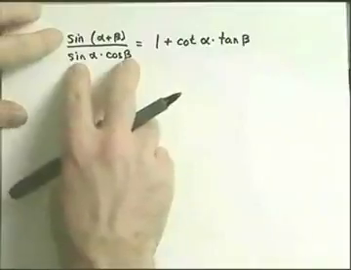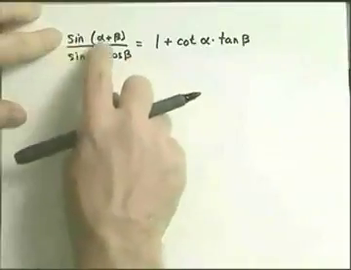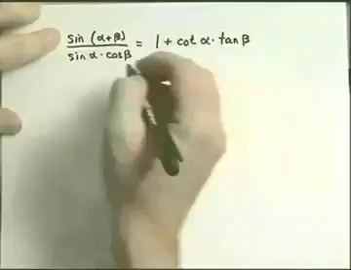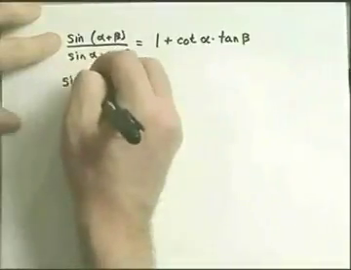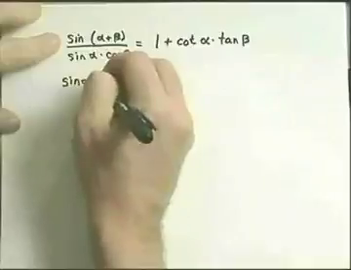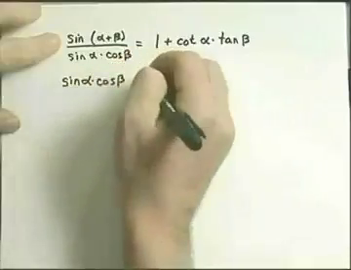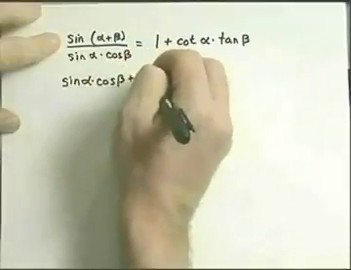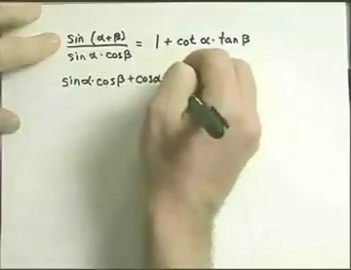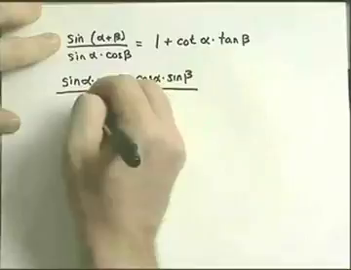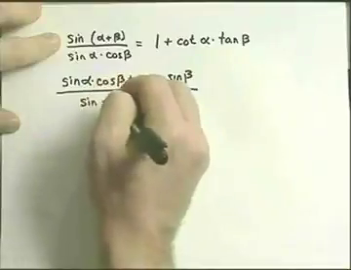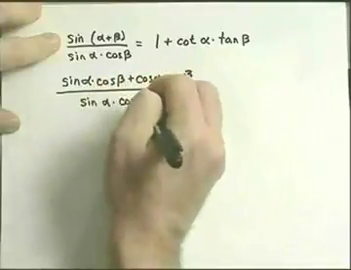The numerator is going to simplify using the sine formula for the sum of two angles. The sine of alpha plus beta is the sine of alpha times the cosine of beta plus the cosine of alpha times the sine of beta. And this is all divided by the sine of alpha times the cosine of beta.